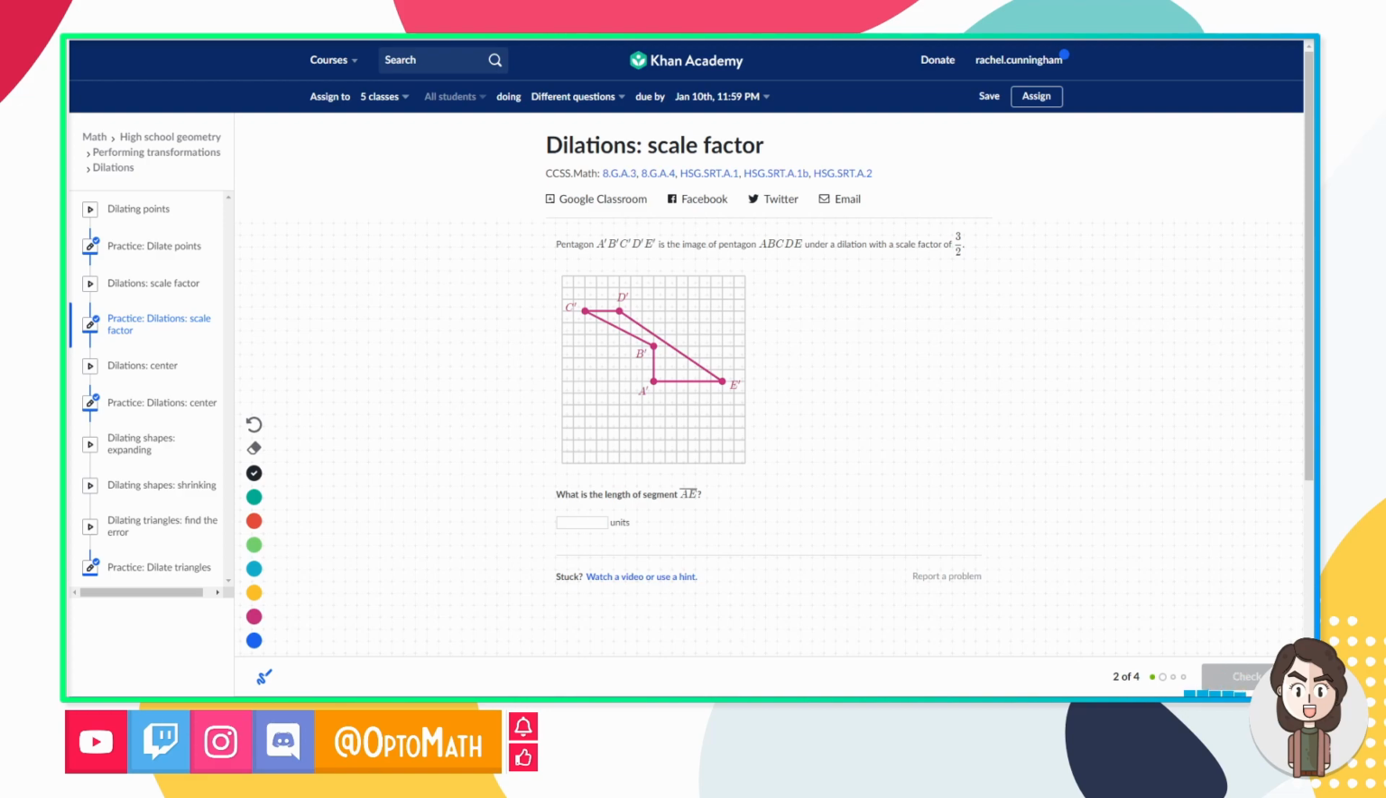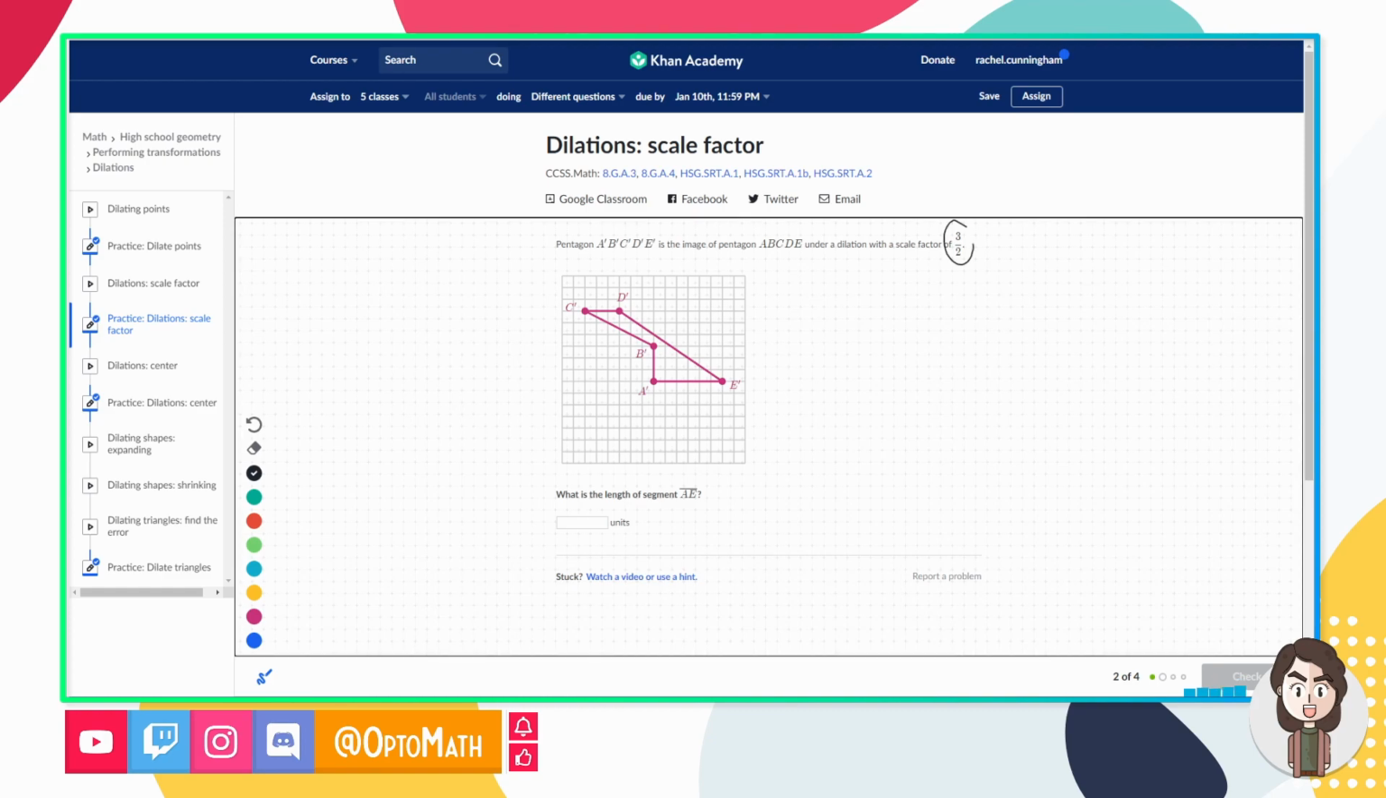Let's look at this next one because it gives us a picture of our image. So the result picture or figure, and we want to find the length of one of the segments or sides on our pre-image. So we're kind of going backwards here. Let's read. Pentagon A prime, B prime, C prime, D prime, E prime is the image of pentagon A, B, C, D, E under a dilation with a scale factor of 3/2. So 3/2 is important. And we're looking to find AE. So some scale factor times AE equals A prime, E prime.